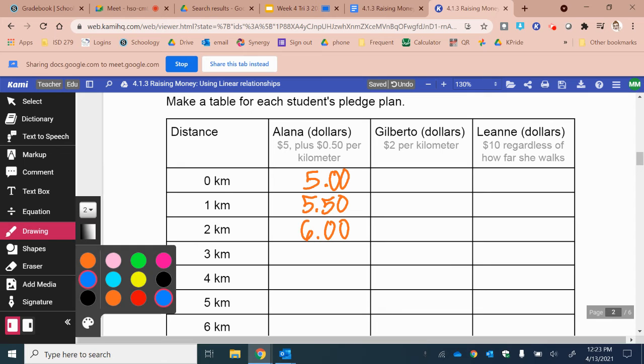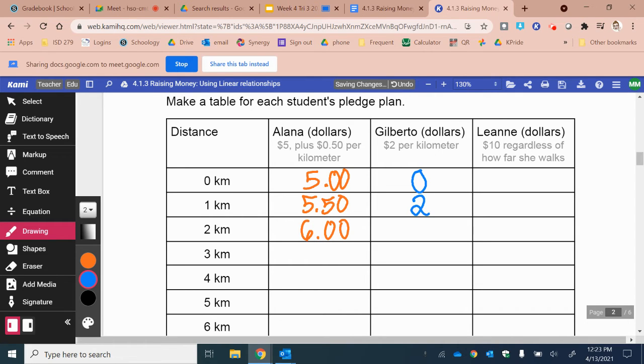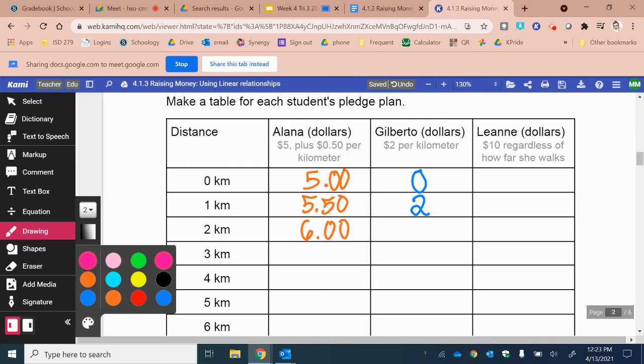Then for Gilberto, remember he's $2 per kilometer. So if he doesn't walk any amount, he gets $0. But at 1 kilometer, he should get 2. And I'll let you fill in the rest.